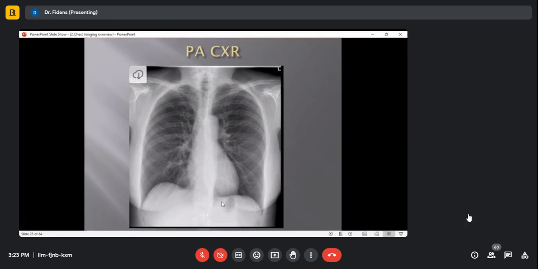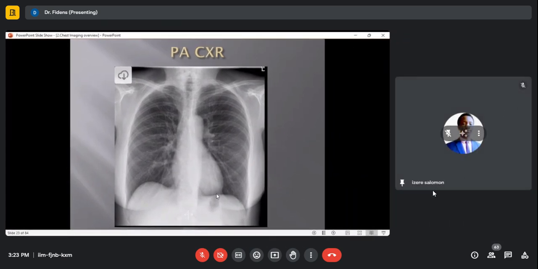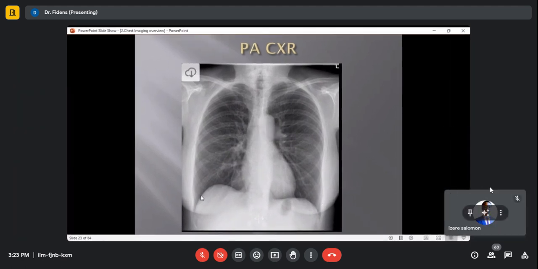The space posterior to the hemidiaphragm, because the lung is not limited here. The lung goes deep. Posteriorly, it goes deeper. Even here, the lung goes deeper posteriorly. So you can diagnose any pneumonia or any disease of the lung in this region.